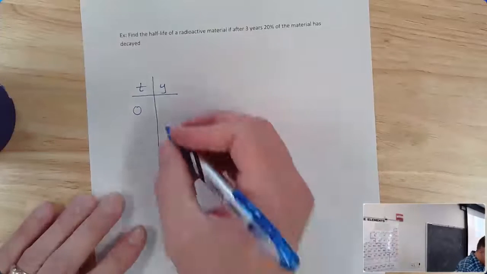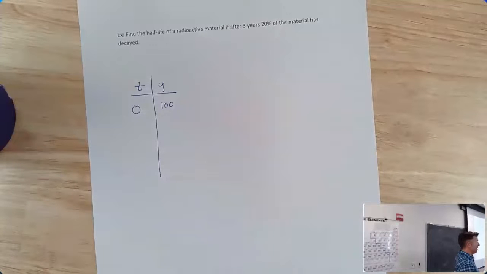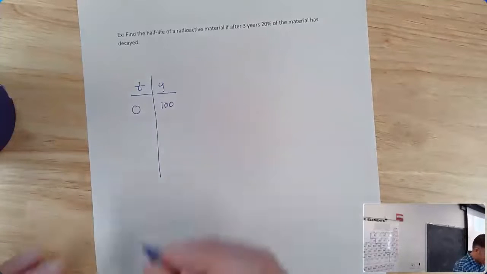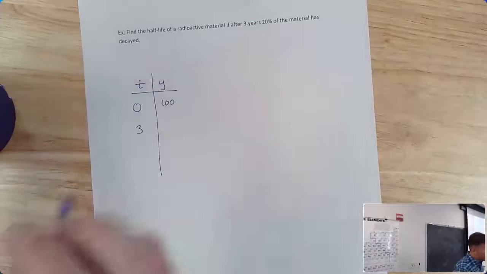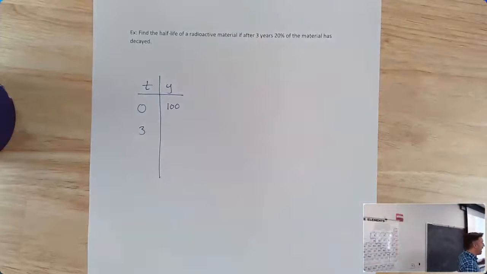So I'm going to say time equals 0, I have 100. You don't even have to put a unit. And then 3 years later, be very, very careful. If I did start with 100 grams, if you read the question carefully, 3 years later, how much do I have? I have 80 grams. So 20% of the material decayed, meaning 20% is gone, and I have 80% left over.